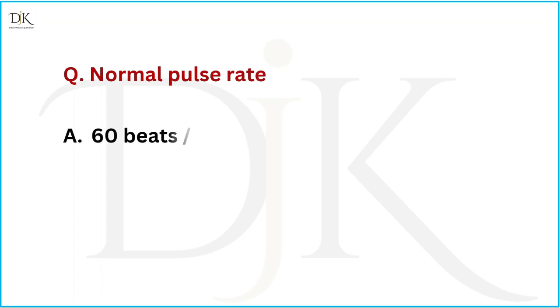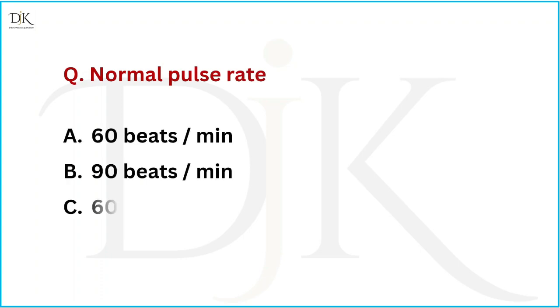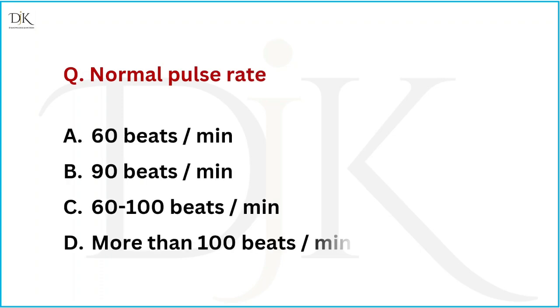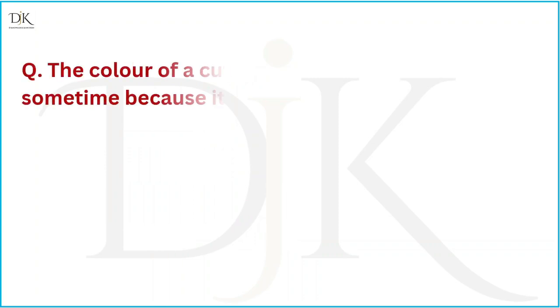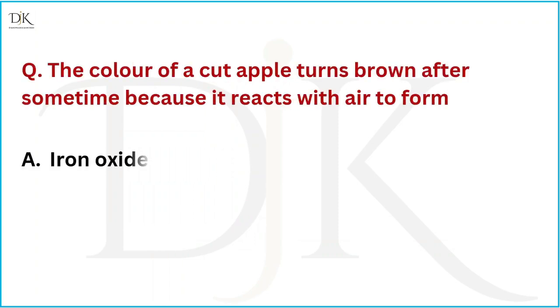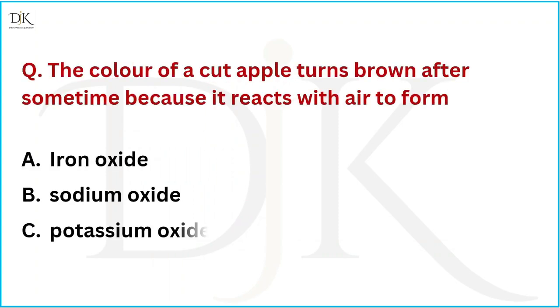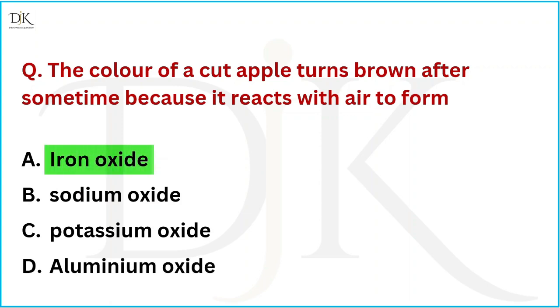Normal pulse rate. Right answer is 60 to 100 beats per minute. The color of a cut apple turns brown after some time because it reacts with air to form? Right answer is iron oxide.